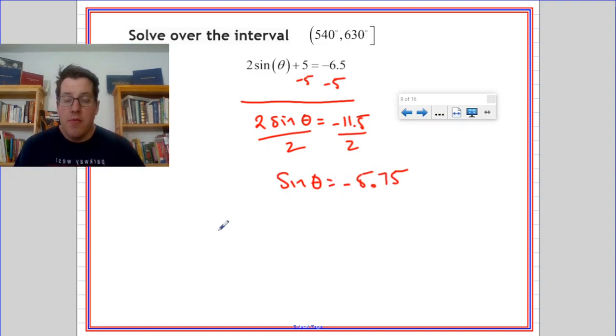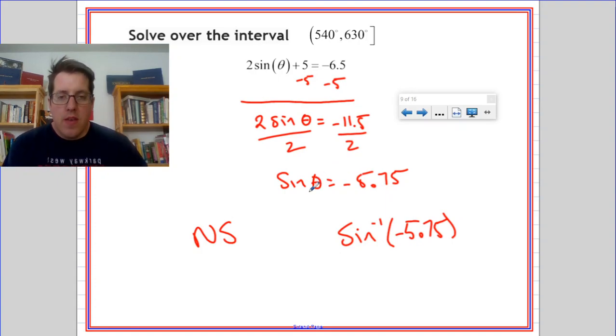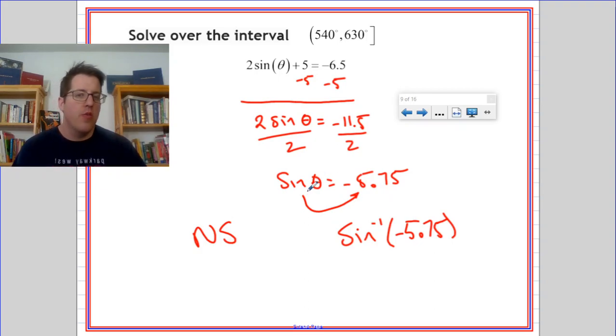Now, a lot of people will know immediately that this is no solutions. Now, how could we know that? Well, if we put the sine inverse of negative 5.75 into our calculator, we're going to get a domain error. And that's because the sine inverse can only have plugged in things between negative 1 and positive 1. This is actually a range error. The range of the sine function we learned yesterday is only between negative 1 and positive 1, so this would be no solutions.